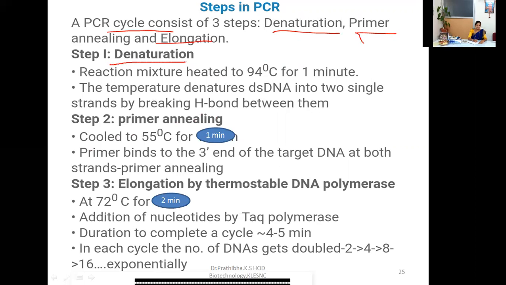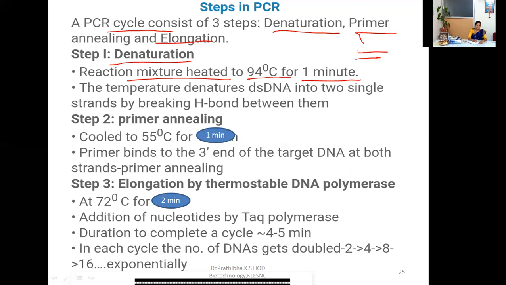What do you mean by denaturation? Denaturation is nothing but the breaking of the hydrogen bonds. Hydrogen bonds will be broken down, right? When this denaturation happens, the reaction mixture is heated to 94 degrees Celsius for 1 minute. That time what happens?